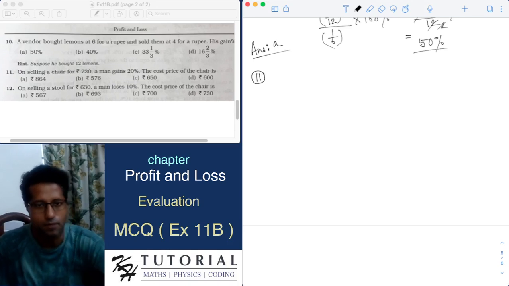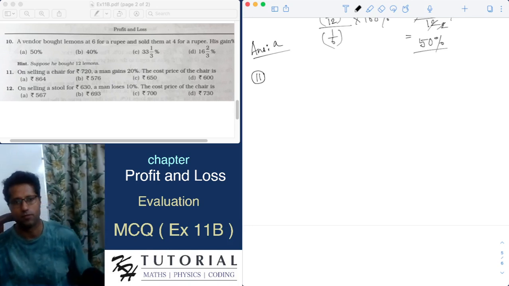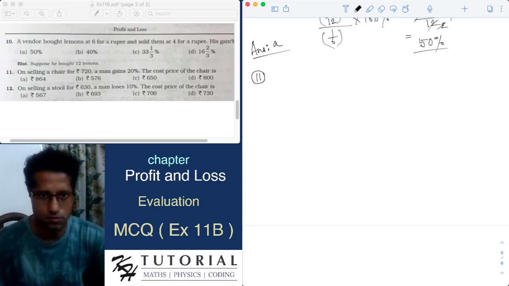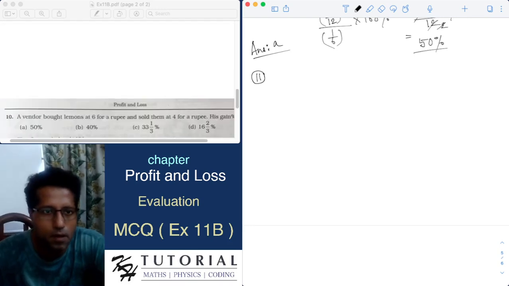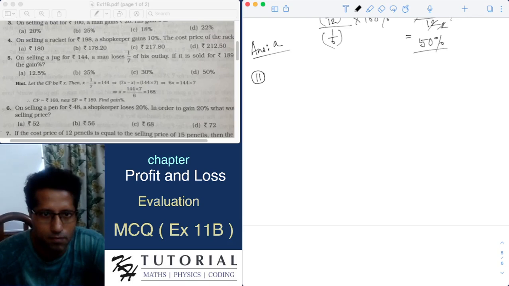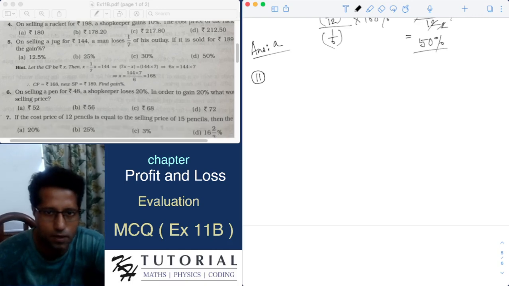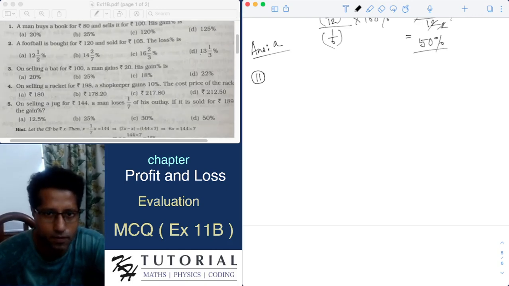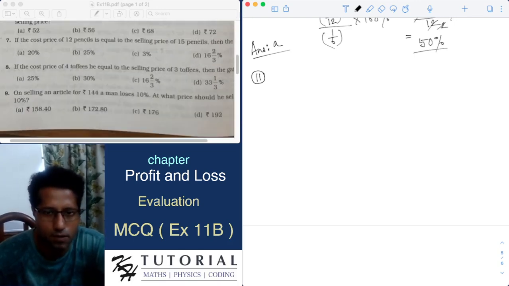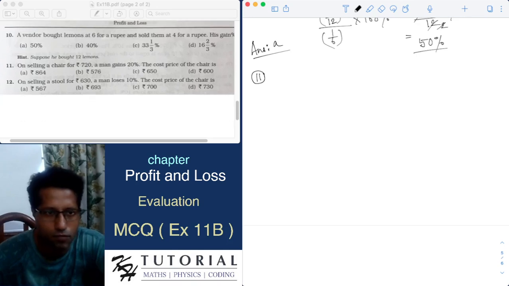Let's do question number 11. The questions of this MCQ exercise are quite straightforward. There is no difficulty at all in solving any of these problems except question number 5, where I couldn't understand the word outlay. Anyway, the hint is given. If you read the hint, you can obviously solve the problem. Okay, back to question number 11.